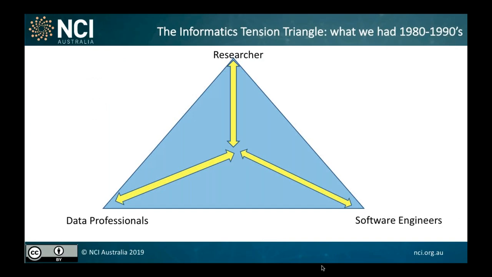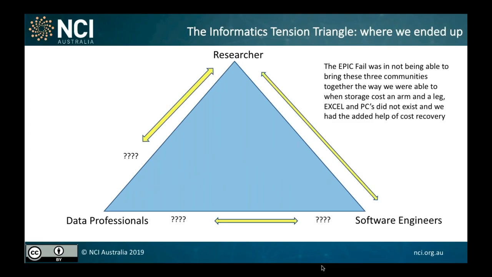And so I kind of drew this failure diagram of the tension triangle between the researcher, the data professionals, and the software engineers. In those days, because everything was so expensive, we actually had to sit in a room and work together. But we ended up in this epic fail because when you gave everyone independence, no one was able to work together because they had all this freedom. And all this free text was really great till the FAIR principles came in and machine learning and things like that, where you had to be interoperable and machine readable. So I'm not sure whether we're still in failure mode or what.